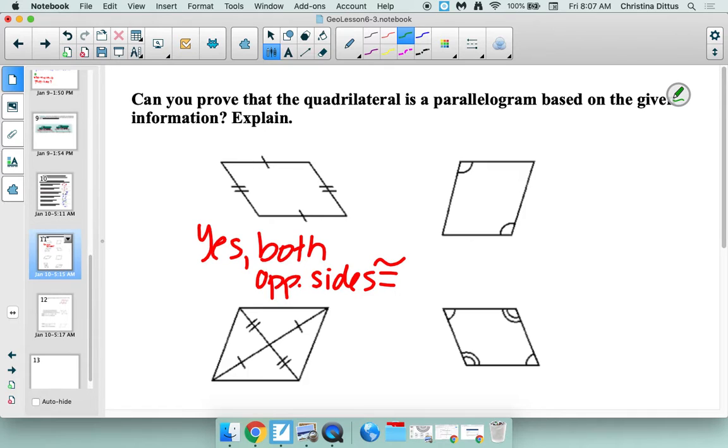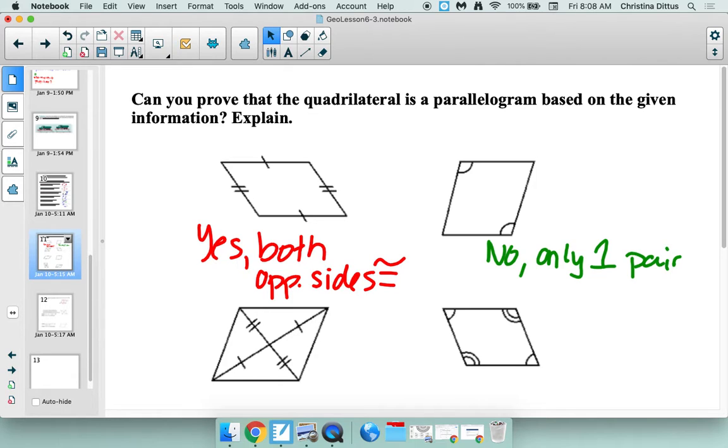Opposite sides? Angles. Okay, how many pairs of opposite angles do I need? You need both pairs of opposite angles. Do I have both pairs of opposite angles? No. So can I say this is a parallelogram? No. Only one pair. You say the one below it is then? Yeah. You want to do that one now? How about we wait for a sec?